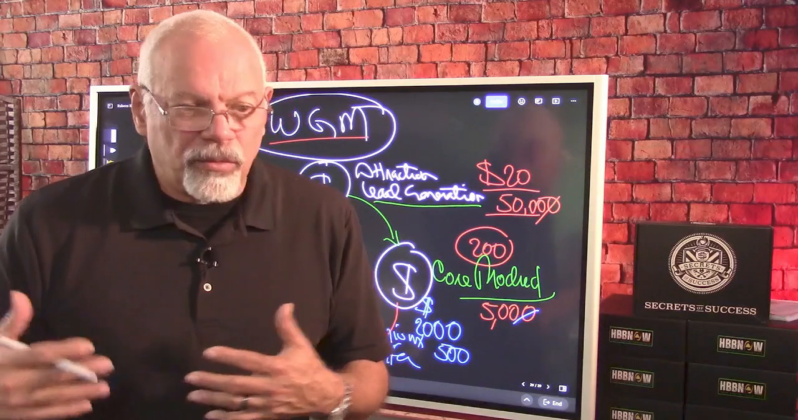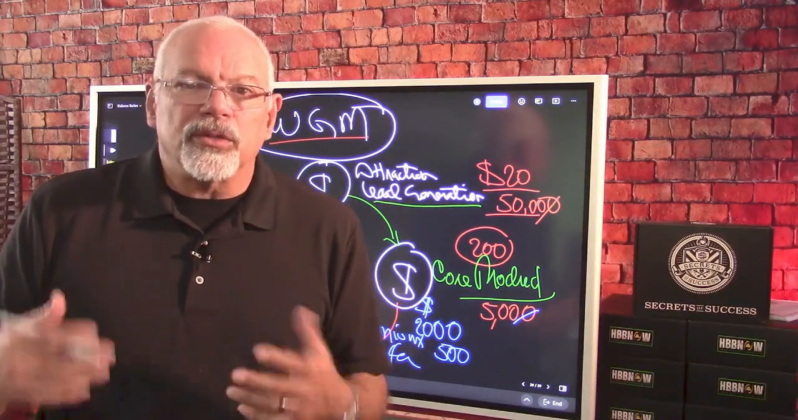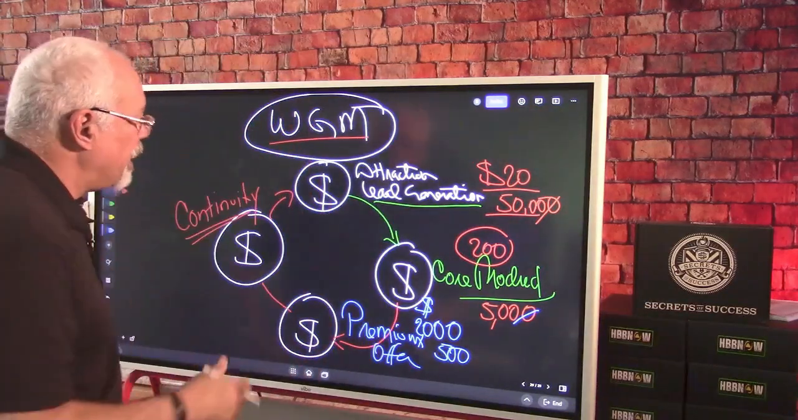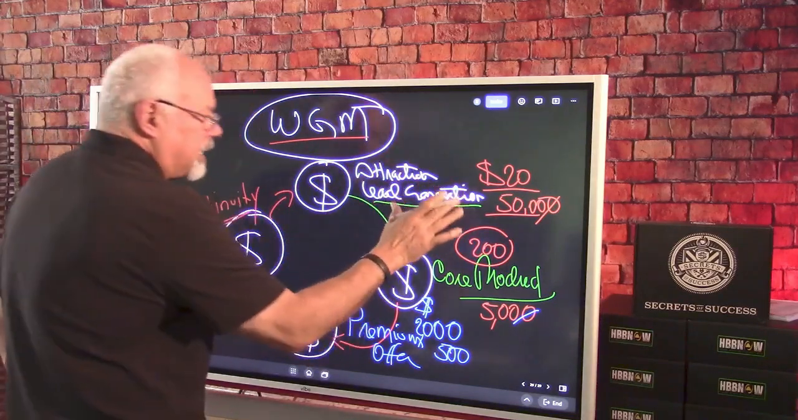I mean, we have several programs that generate continuities for us, over six figures a year. But this is work that we already did, and now we're collecting monthlies from it. So that is one thing that you want to keep in mind. So let's talk about the wealth generation formula. The very first thing that you're going to do is lead generation and attraction.